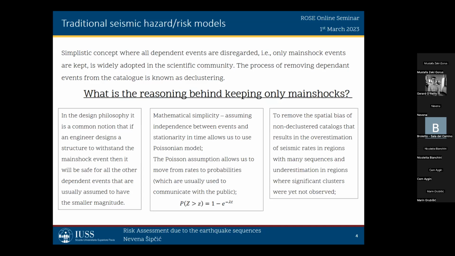The third reason was because we wanted to remove the spatial bias that the non-declustered catalogs can have, where seismic rates can be overestimated in some regions where we've seen historically many sequences, and then underestimated in other regions where these significant clusters were not yet observed.